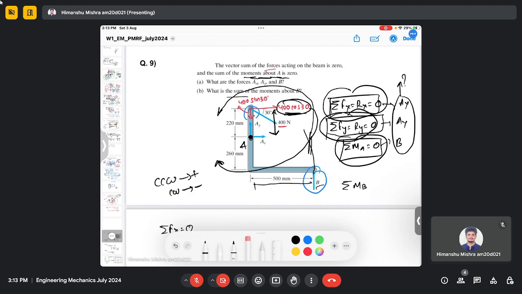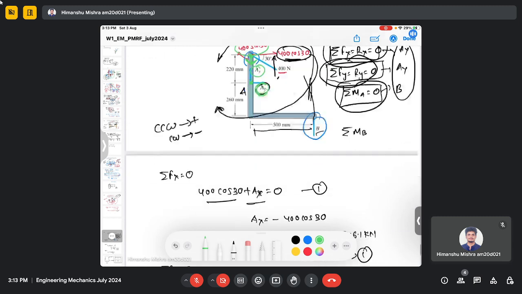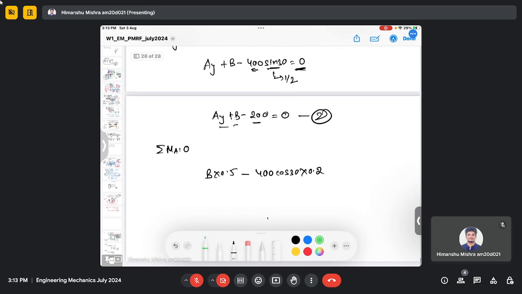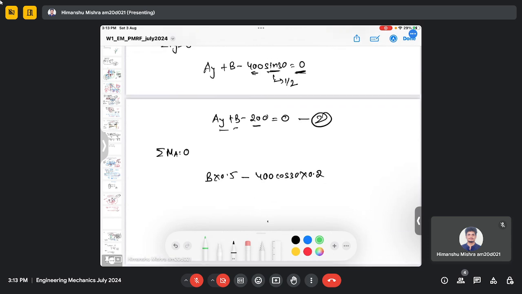For example, there will be no moment from AX, AY, as well as this 400 sine 30, because there is no perpendicular distance from point A to these forces acting. So only two forces are there, and we can solve this.